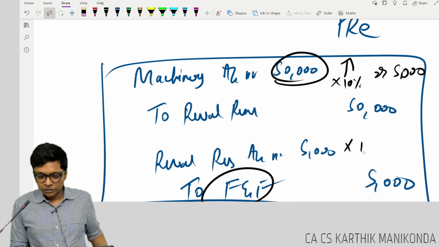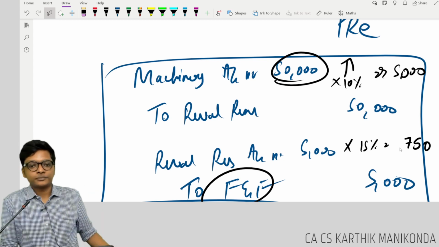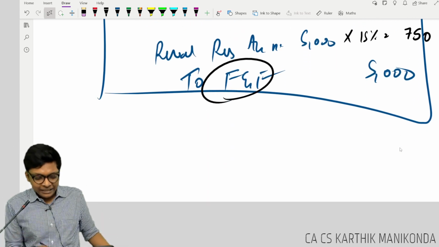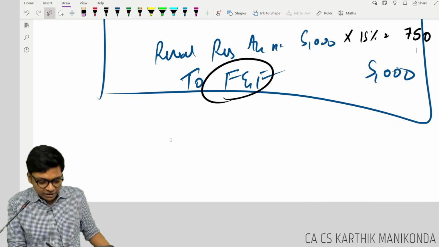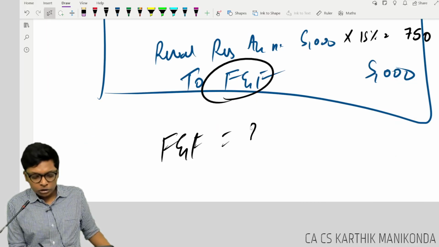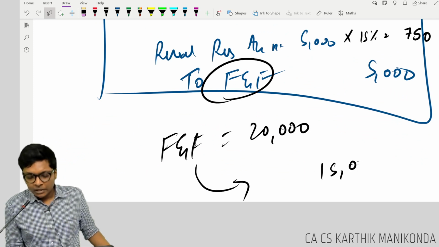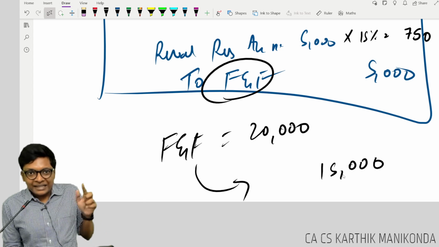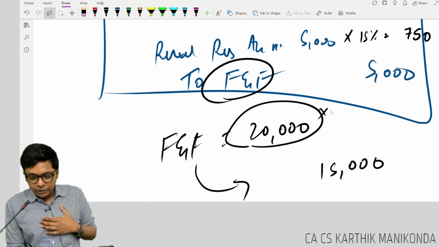Into 15%, how much? 750. Add or reduce? Reduce. Why, sir? Earlier furniture and fittings was on 20,000. Now the asset has become 15,000. So earlier I used to charge depreciation on 20,000 into 15%.